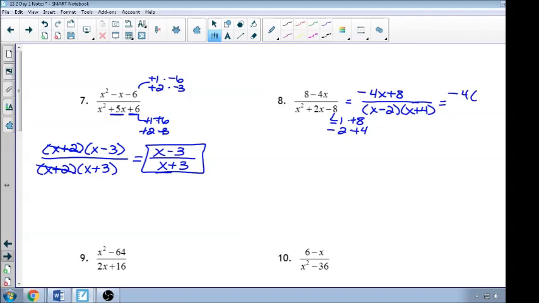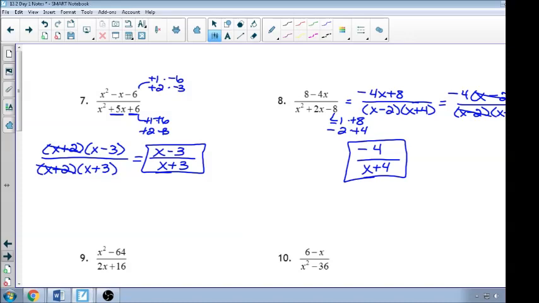So negative 4x divided by negative 4 is x. 8 divided by negative 4 is negative 2. All over x minus 2, x plus 4. At this point, now that I'm fully factored, I can cancel in between, which leaves me with negative 4 over x plus 4.